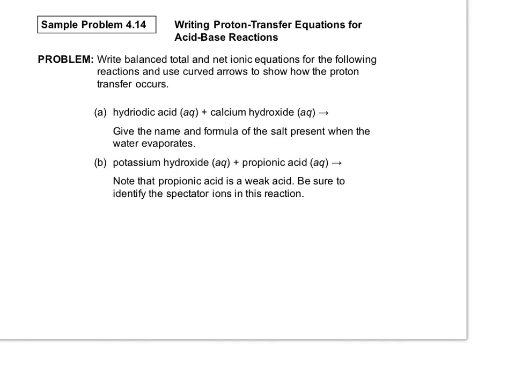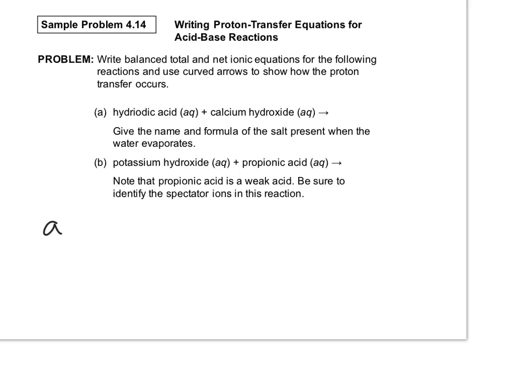All right, so sample problem 14 tells us that it wants us to write balanced total and net ionic equations for the following reactions and use curved arrows to show how the proton transfer occurs. Now remember, a proton is just an H plus. It's a hydrogen with a plus charge. So that's what we're going to do here.